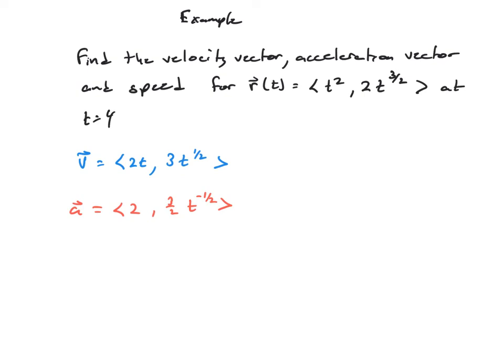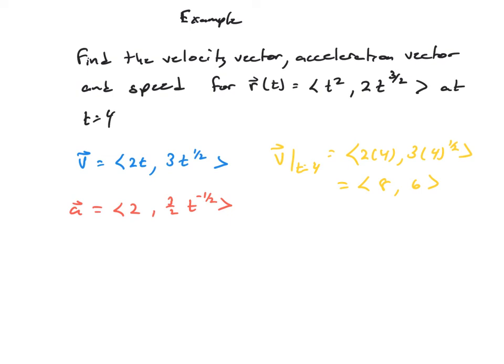And now what we want to do on this one, they do want to know what is our velocity and acceleration vector and speed at t equals 4. So our velocity vector at t equals 4 is going to be what happens when I plug 4 in for t. So I'll get 2 times 4, and then 3 times 4 to the 1/2 power. And so I'll get the vector 8 and then 6.